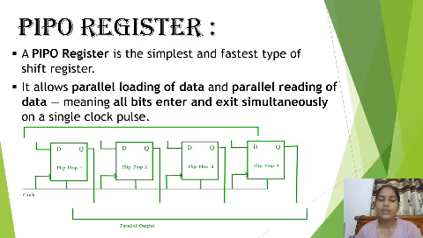PIPO register. A PIPO register is the simplest and fastest type of shift register. It allows parallel loading of data and parallel reading of data, meaning all bits enter and exit simultaneously on a single clock pulse. This is the circuit diagram of the PIPO register.